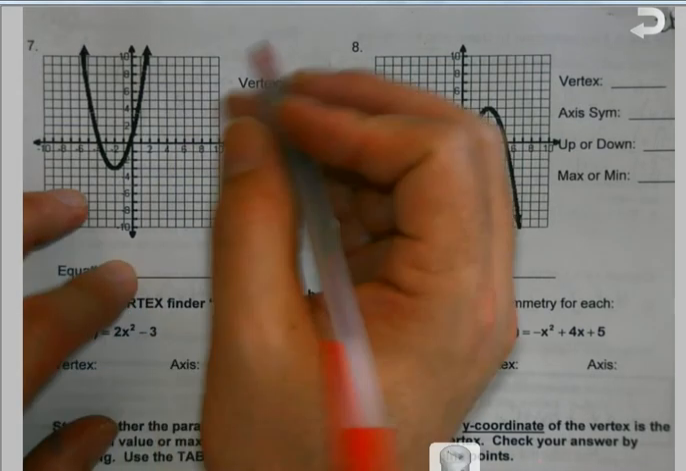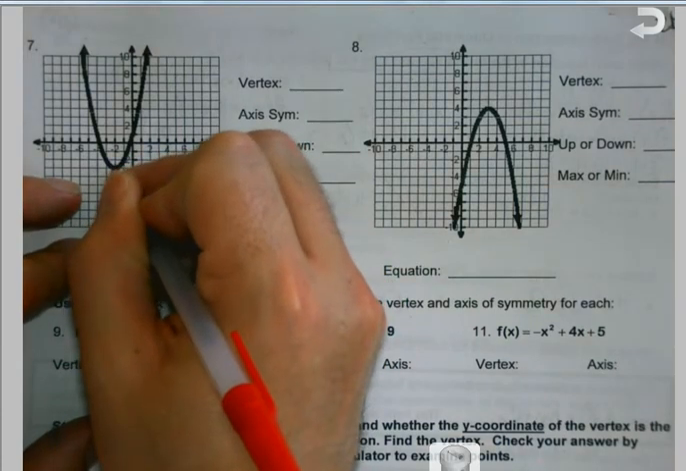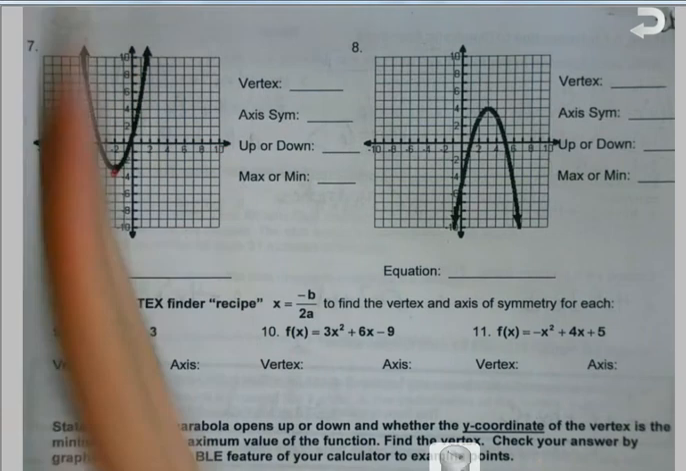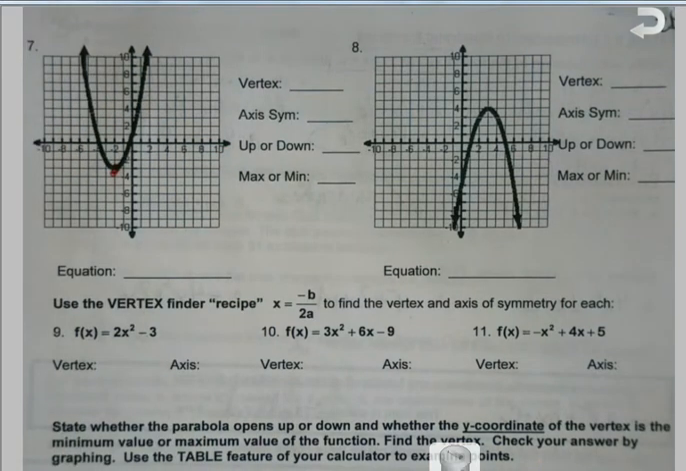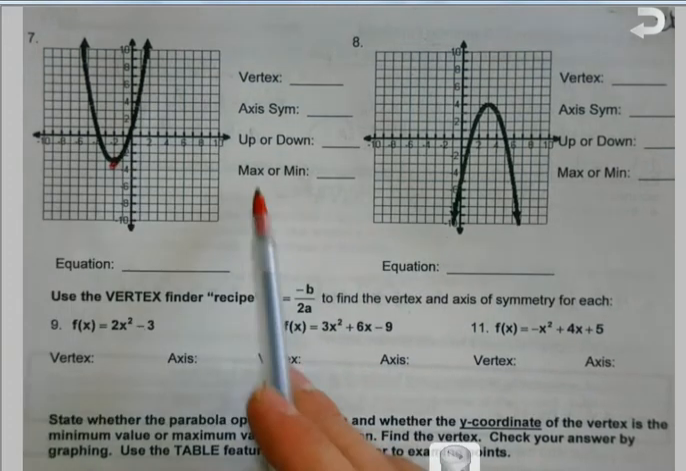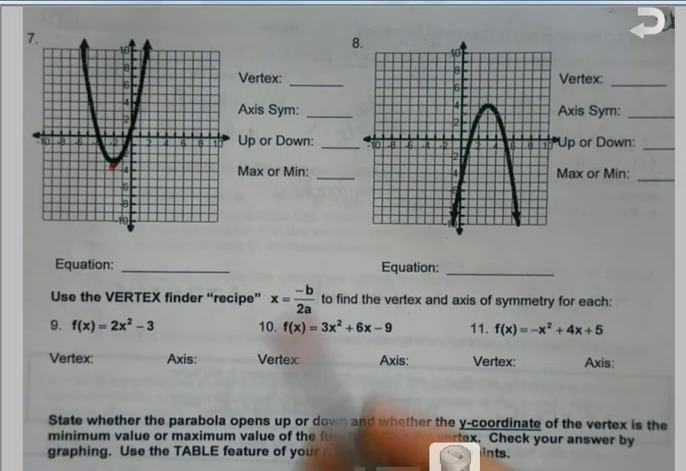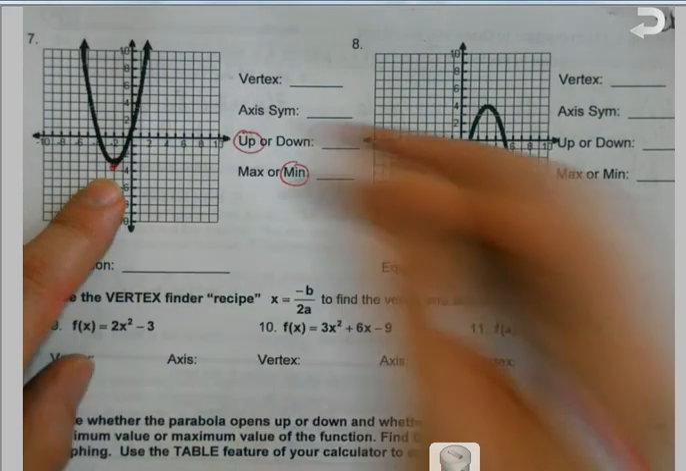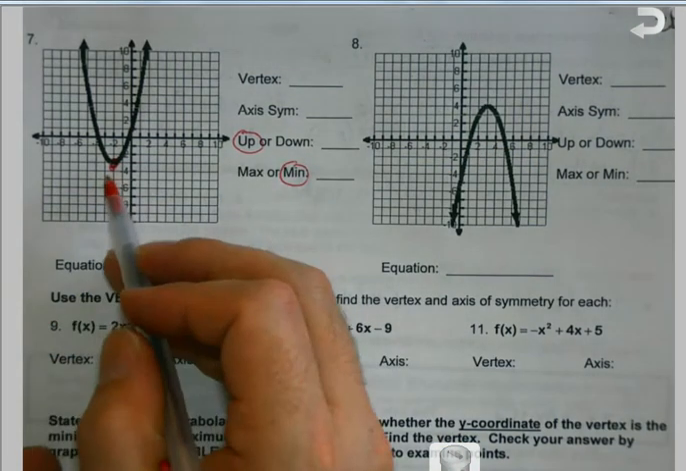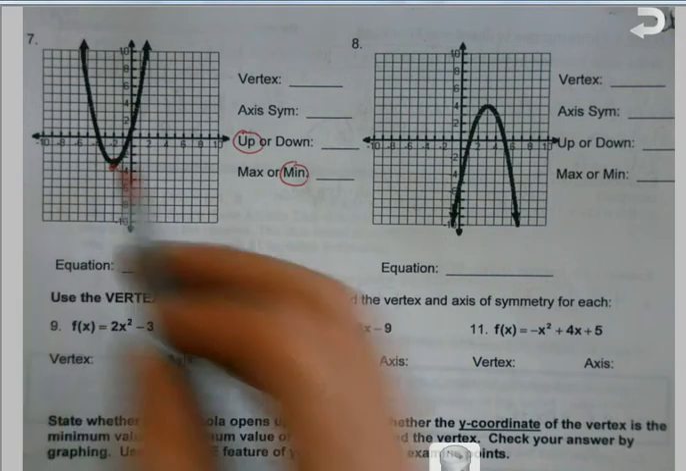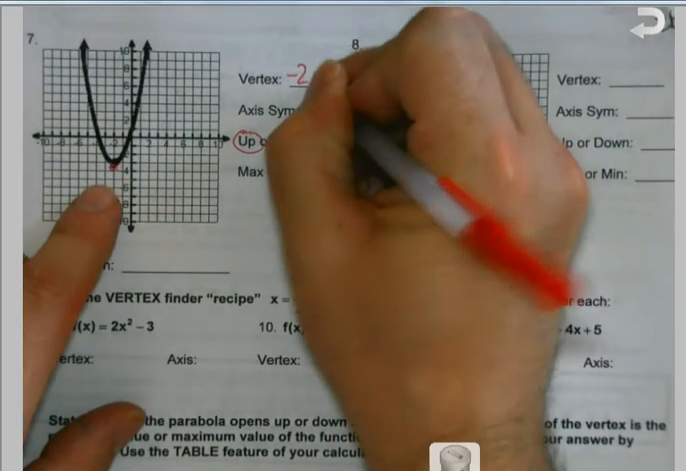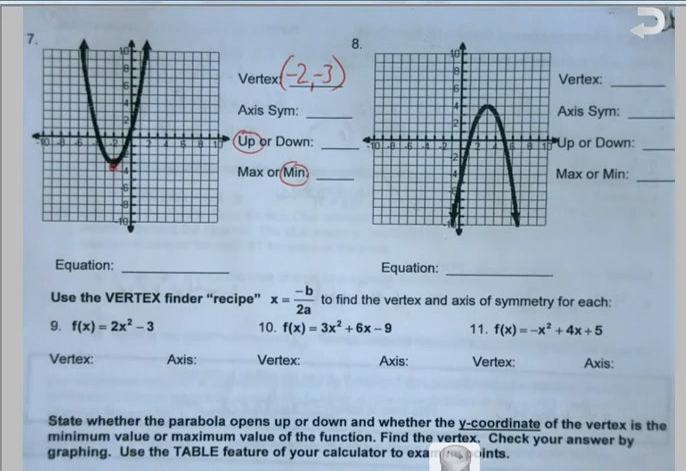So let's see. My vertex. Now again, my vertex is that point where if I were to take that point and put a line through there, I'd cut my graph in half. It'd be symmetric. But it also gives me the idea of, do I have a max or a min going on with something? So again, from yesterday, when we're opening upward, we're going to have minimums because that value is at the bottom of my graph. So my vertex, let's see here, (-2, -3) would be that vertex.